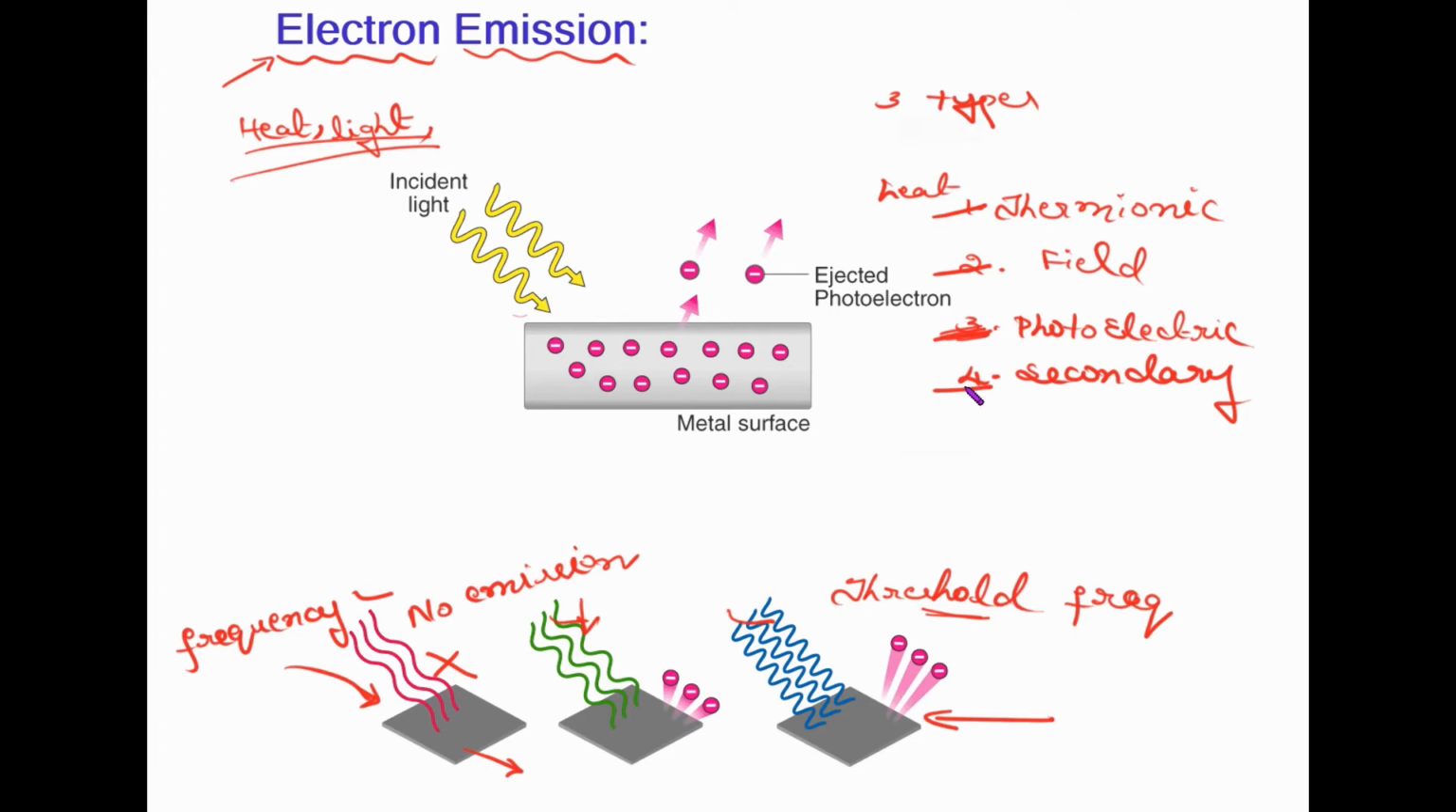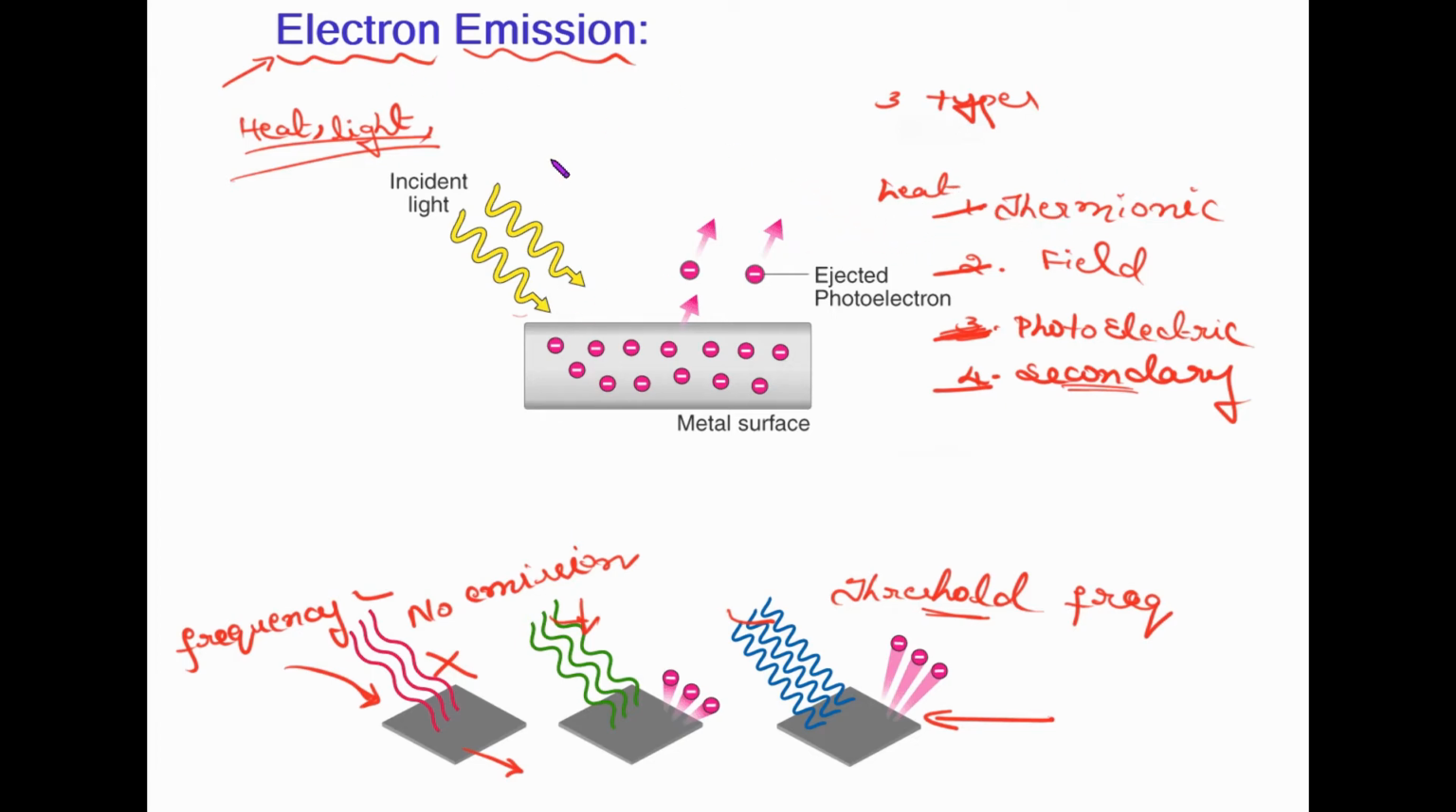Then the fourth one is secondary emission. Secondary emission means when electrons are bombarded, or fast moving electrons are made incident on the metal surface, again electrons will be emitted from this metal surface. This is called secondary emission. It is defined as the process of emission of electrons from a metal surface by the bombardment of fast moving electrons. So this is about the types of electron emission.